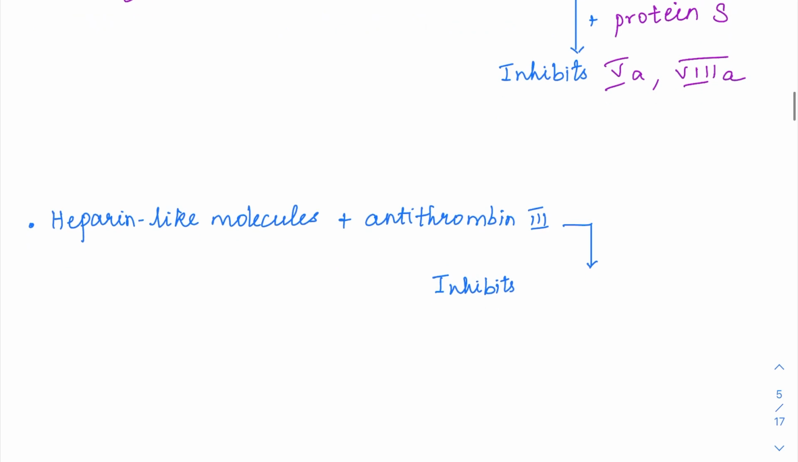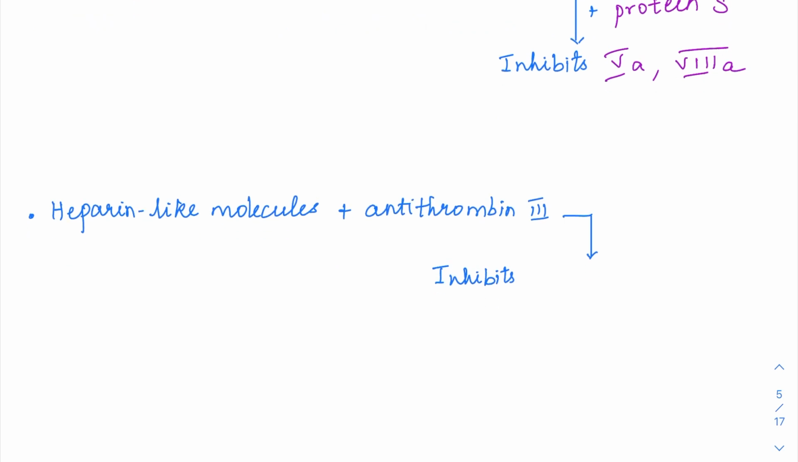Factor 5 was needed in the common pathway for conversion of factor 10 to 10A, and factor 8 is again involved in the formation of factor 10 itself, right? So these two are called the labile factors. They are labile because normally in fresh frozen plasma, FFP, we have all kinds of clotting factors, but factor 5 and 8 are not going to be present in it because they are quite labile and are lost easily. So factor 5 and 8 will not be present in fresh frozen plasma in normal amounts.